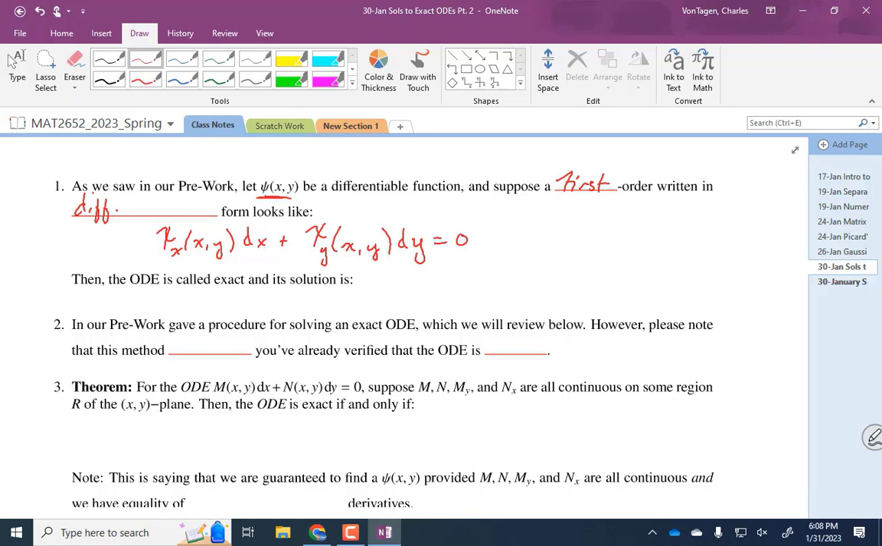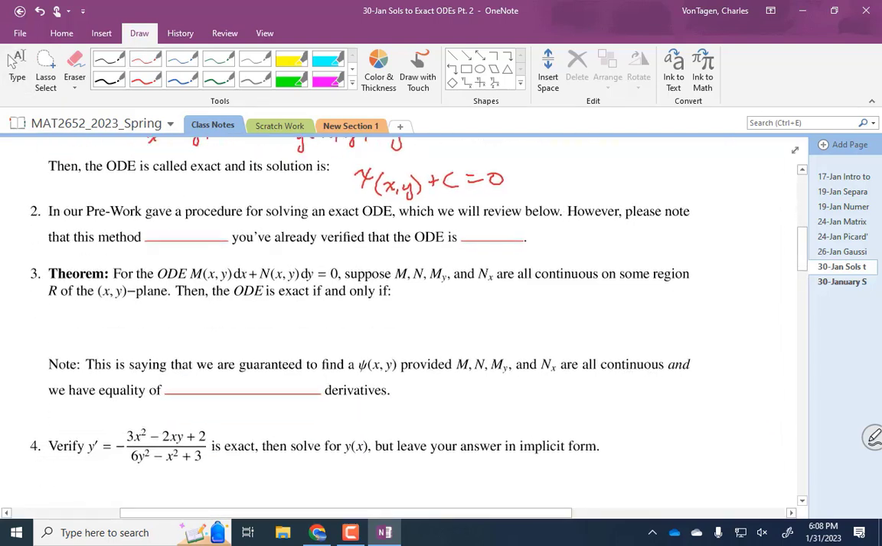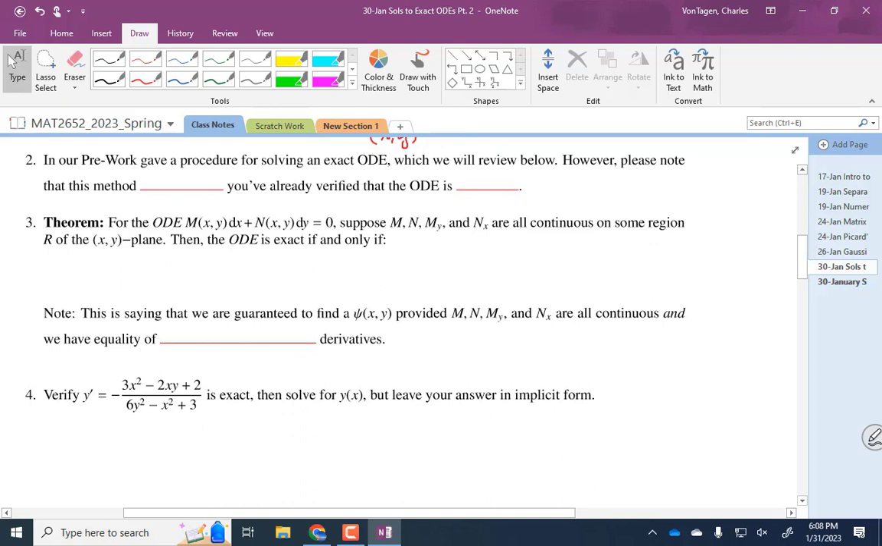And its solution is just psi sub xy plus c equals 0. So as soon as you identify this function that you can think of as creating the ODE in differential form, that's it, you're done with the problem. Okay? This should ring a bell if you've had Calc 3. This is very similar to saying we had a potential function for a vector field.